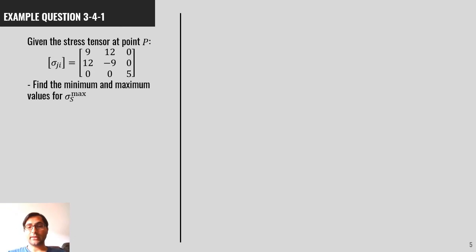Now let's practice it in an example. Given the stress tensor at point P, 9, 12, 0, 12, minus 9, 0, 0, 0, 5, find the minimum and the maximum values for the shear component at this point. This is similar to the stress tensor given in one of the examples in the previous section. So we already know that the minimum shear component is 0. For the maximum shear component, it's half of the first principal stress minus the third principal stress value.